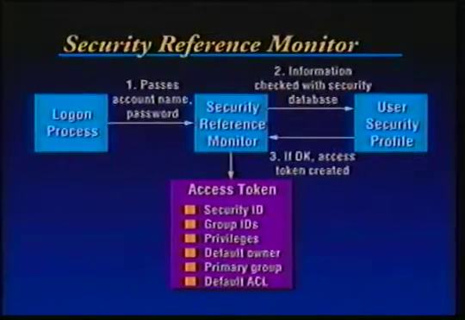Other types of information include what's the default access control list, which will be created for every file and directory that user creates. In other words, a user creates a file, there will be default read, write, and execute permissions set up there. So again, it's up to the security reference monitor to keep track of all of this information, and this user access token gets double-checked with every different type of resource that user is trying to access.